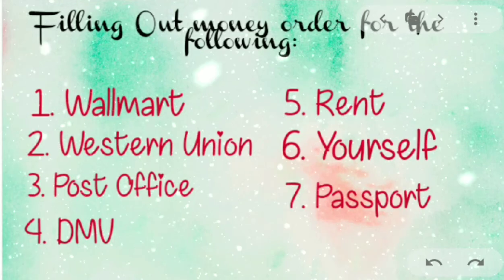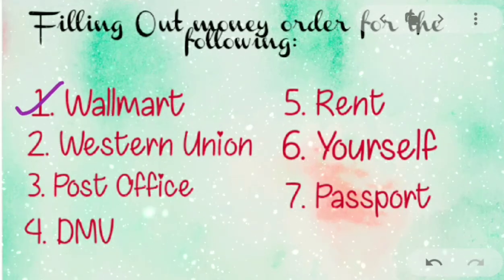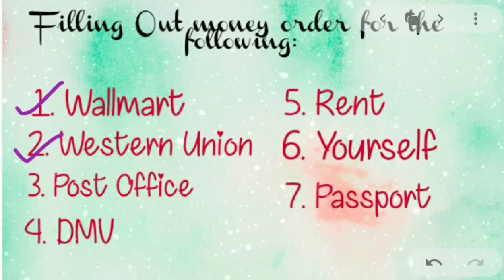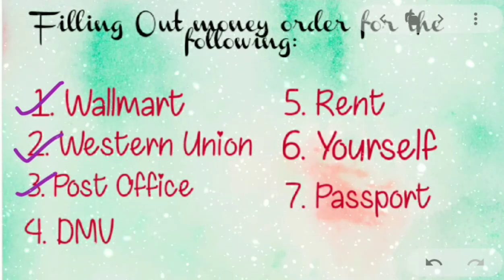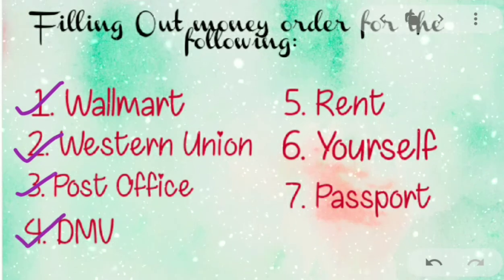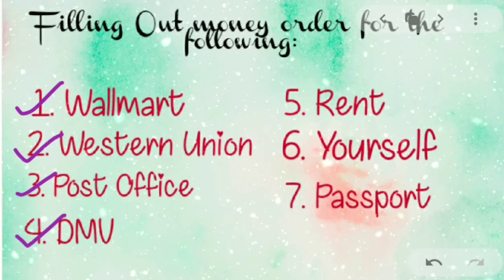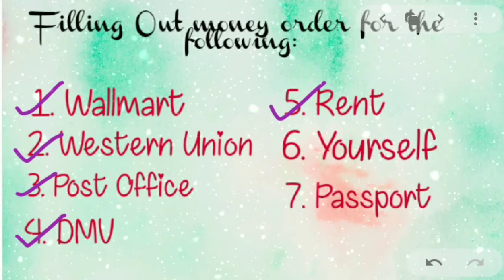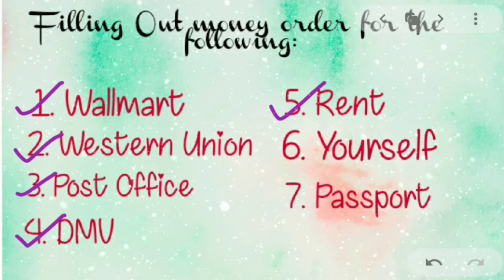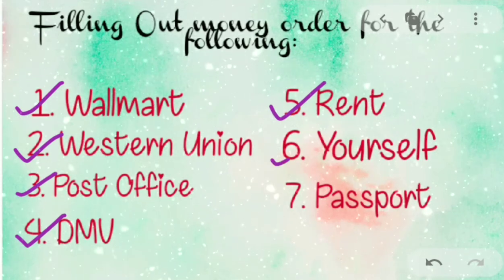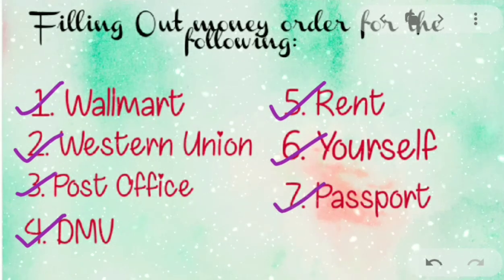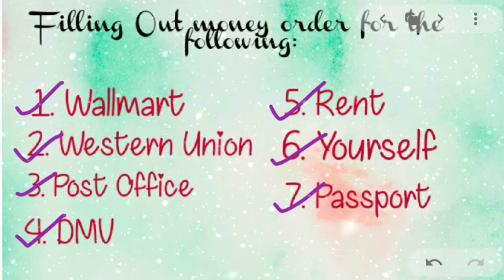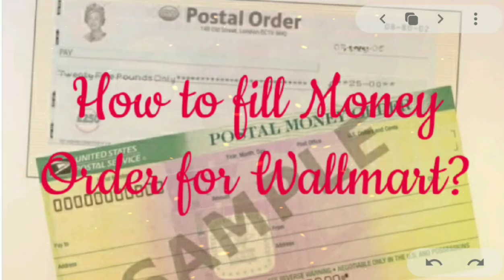The first one is how to fill out the money order for Walmart. Second, the money order for Western Union. Third, the money order for Post Office. Fourth, the money order for DMV. Fifth, the money order for rent. Sixth, the money order for yourself. And seventh, the money order for passport. Next, let's move further and discuss them one by one.